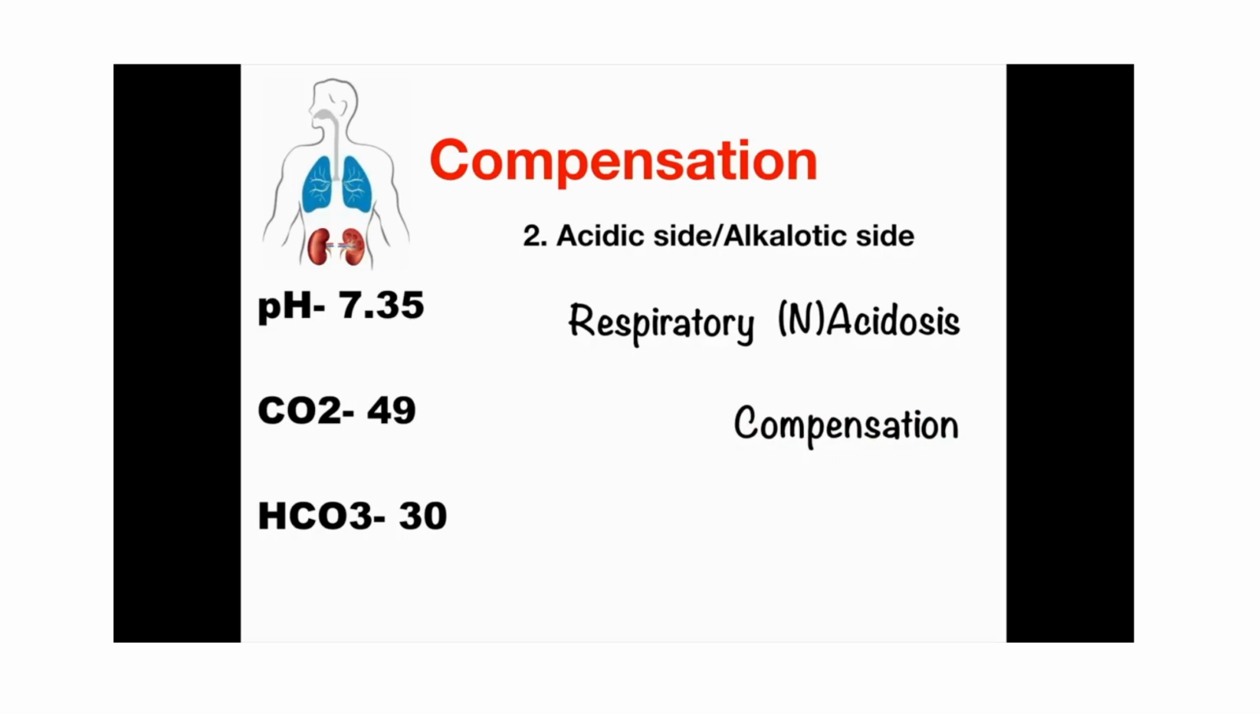Now the question is, is this a partial or a full compensation? Let's look back at our pH. It's normal. So that means that the body compensated enough to bring our pH back to normal. So this is a full compensation. In full compensation, it's going to result in a normal pH. Let's try another example here.